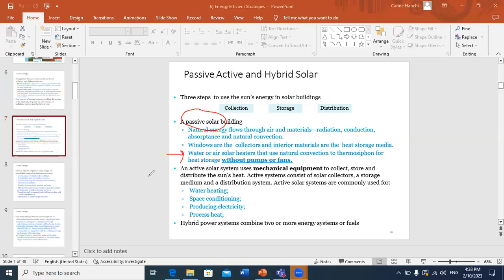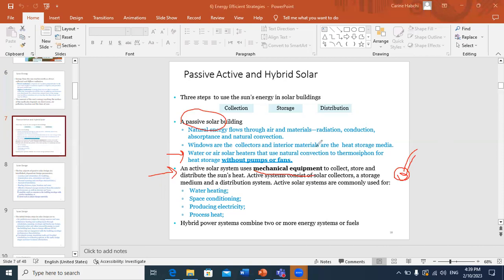So that's why another strategy, if you have a very high load to remove, you might go to mechanical or active systems. But even here, even if you are using mechanical equipment, the amount of electricity you are supplying to it is really small. Why? Because it will rely mainly on the energy of the sun. So for example, an active solar system can use mechanical equipment just for operation, to collect, store, and distribute the sun's heat. But at the end, you will use the sun's heat.